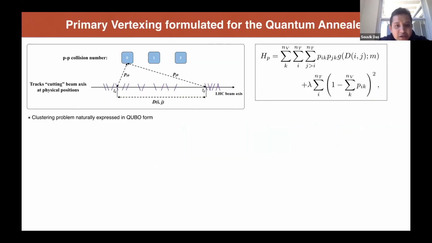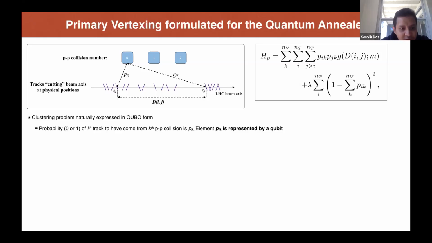All right, so let's get to the meat. How do we actually formulate this for the quantum annealer? Looking at the image on the left, there's a Z for all the tracks. The probability that the ith track is said to have come from the kth collision position is designated as PIK. In the diagram, it is PI0. This is represented by a qubit. It's either 0 or it's 1.